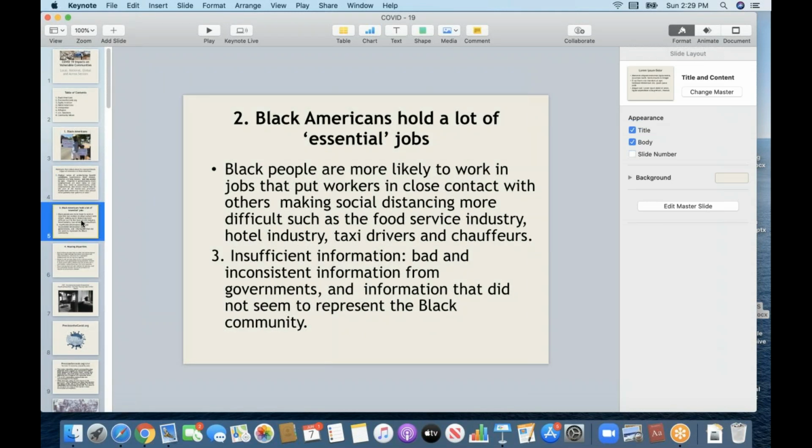Black Americans are also impacted because they tend to hold more essential jobs. They're more likely to work in jobs that put workers in close contact with others, such as food service, the hotel industry, taxi drivers, and chauffeurs. There was also insufficient information, bad and inconsistent information from the governments, and information that did not seem to represent the Black community.